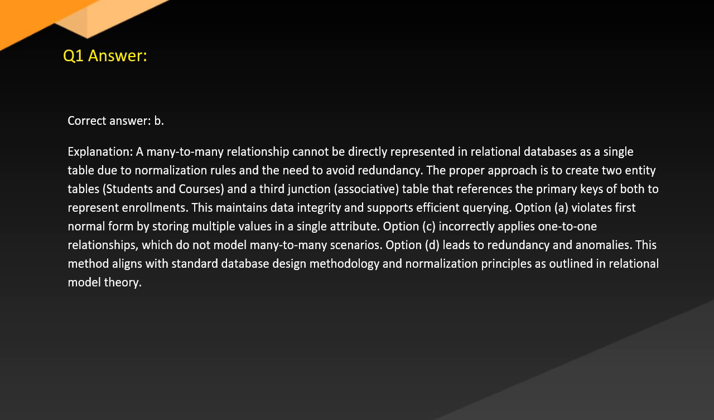Option A violates first normal form by storing multiple values in a single attribute. Option C incorrectly applies one-to-one relationships, which do not model many-to-many scenarios. Option D leads to redundancy and anomalies. This method aligns with standard database design methodology and normalization principles as outlined in relational model theory.